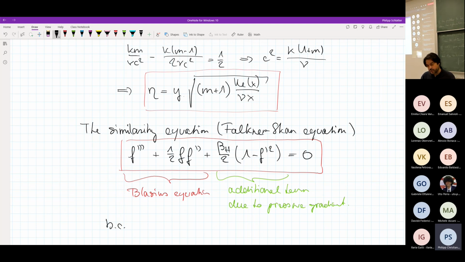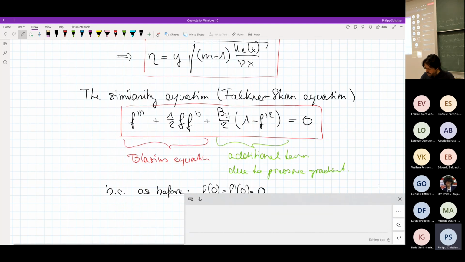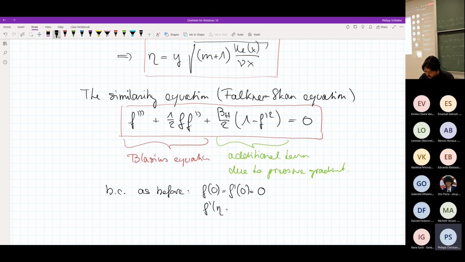For completeness, I should also mention what the boundary conditions here are. These are as before. It's actually the same as for Blasius. f of 0 is 0 and f prime of 0 is 0. And then we have the free stream boundary condition as well, which is f prime of eta going to infinity, which is 1.